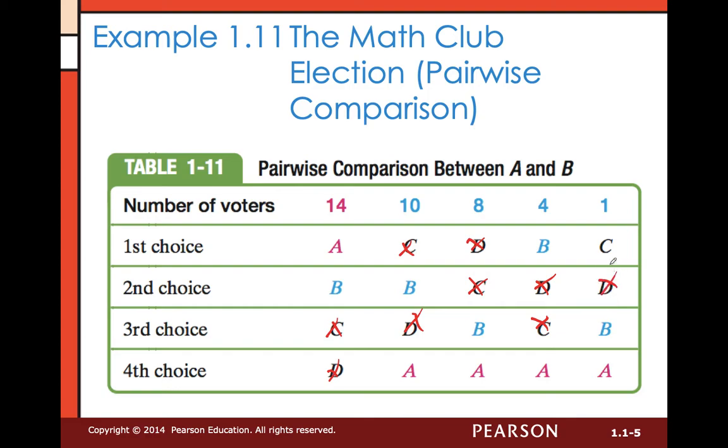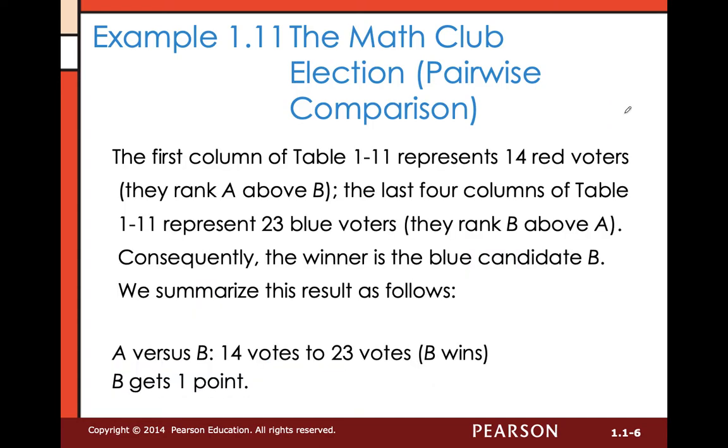Again, the color coding makes it quite a bit easier to see. Notice that A only wins these 14 votes at the very beginning. In every other case, B is higher. They receive more votes than A does. So if you tally that up, for A you only have 14 votes, whereas for B, 18 plus 4 is 22, plus 1 is 23. That means that B is the winner. That means they earn 1 point towards winning this election, which is what this slide describes for you. If you want to go back and read it, you're more than welcome to.